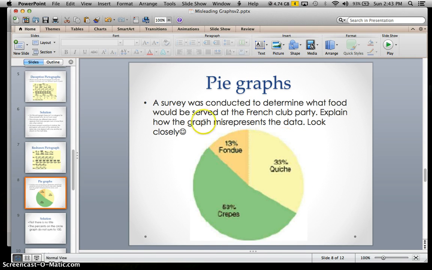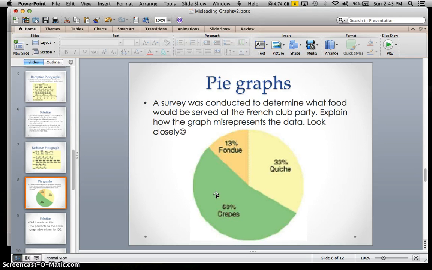Okay, first of all, we can make a note that there is no title on this graph, so that would be one way that the graph is misleading. Okay, take a look at the numbers. We would just assume by looking at the numbers and assuming that this data was in a magazine or in a newspaper, that these numbers all add up to 100%.